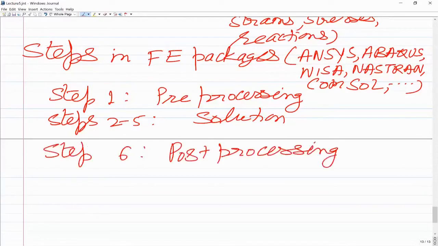So this is what is done in the various kinds of these packages: ANSYS, Abaqus, NISA, Nastran, COMSOL, and there are many others. Most of the time, of course, you end up using ANSYS or Abaqus. In our institute we have ANSYS licenses, Abaqus, and COMSOL also is there. So you can use any of these packages. And I think in the Directorate of Naval Design also I know that they are using ANSYS.